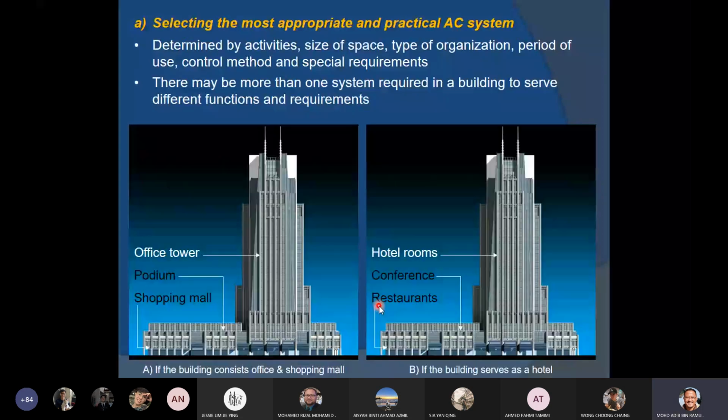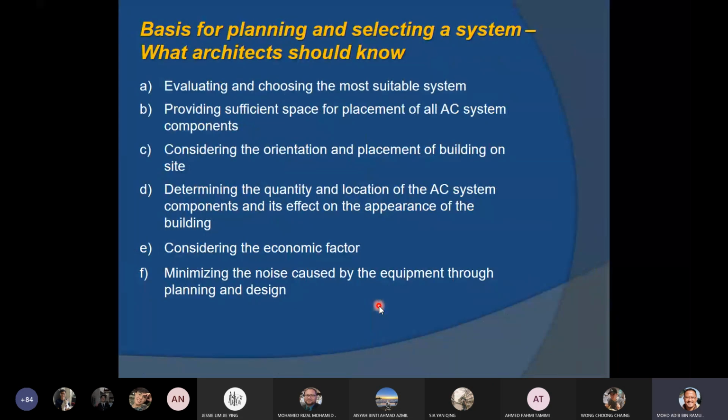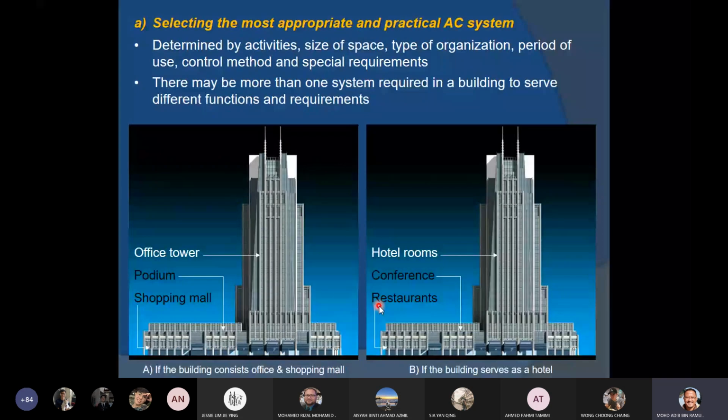Selecting the most appropriate and practical AC. So this is basically the explanation of all these 6 points. Okay. Selecting the most appropriate and practical air conditioning system is basically determined by the activities, size of space, type of organization, period of use, control method, and special requirement. And there may be more than one system required in building to serve different function and requirement.